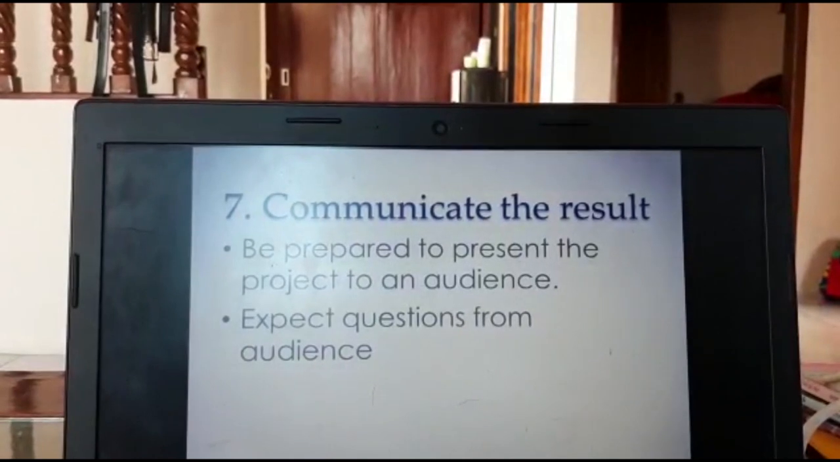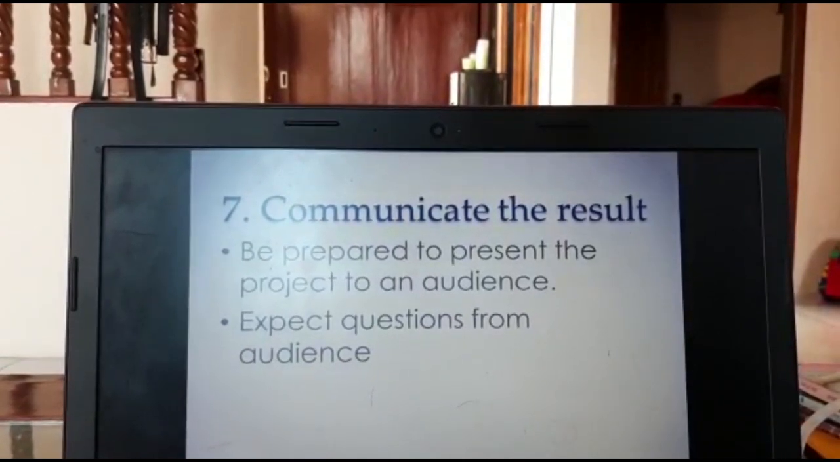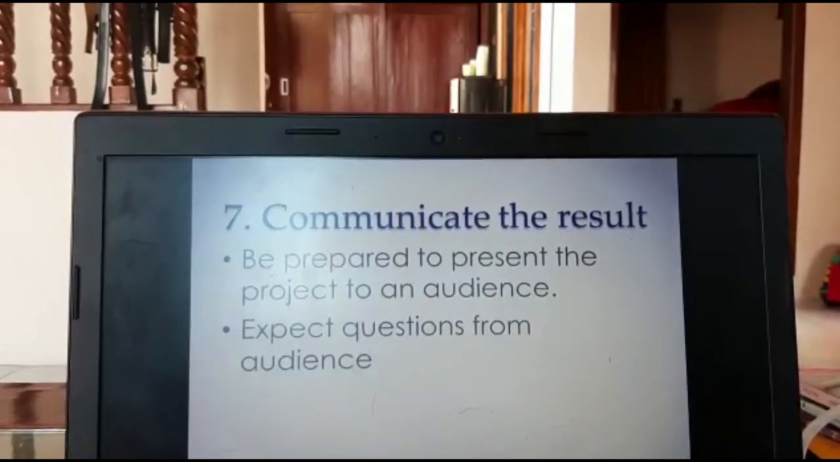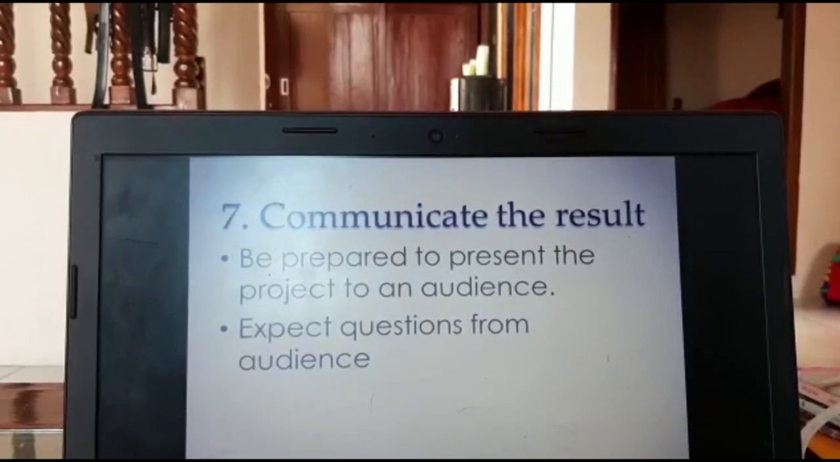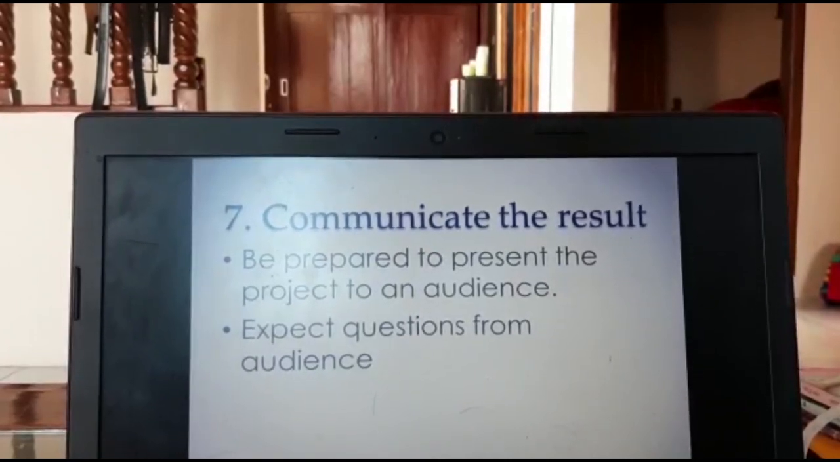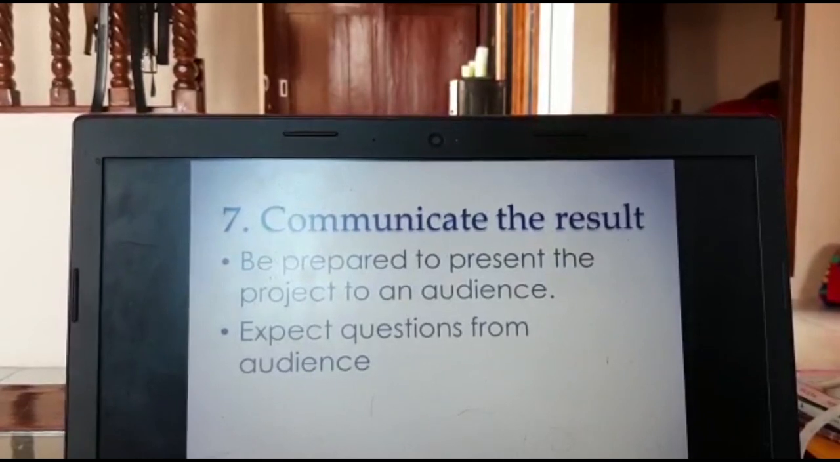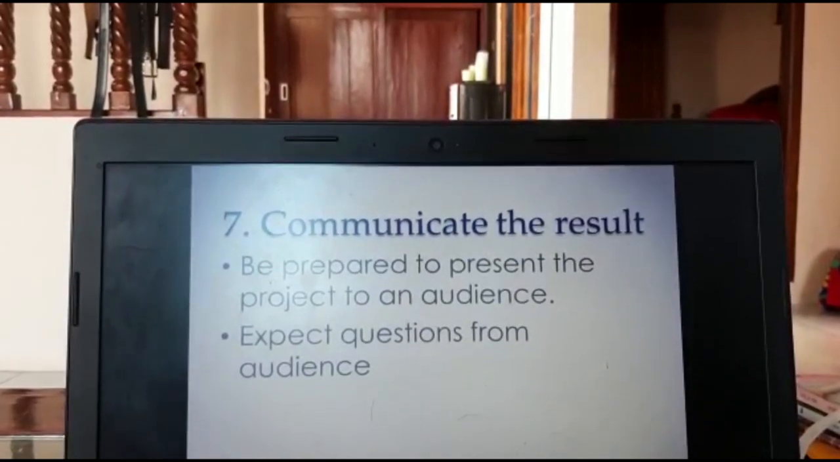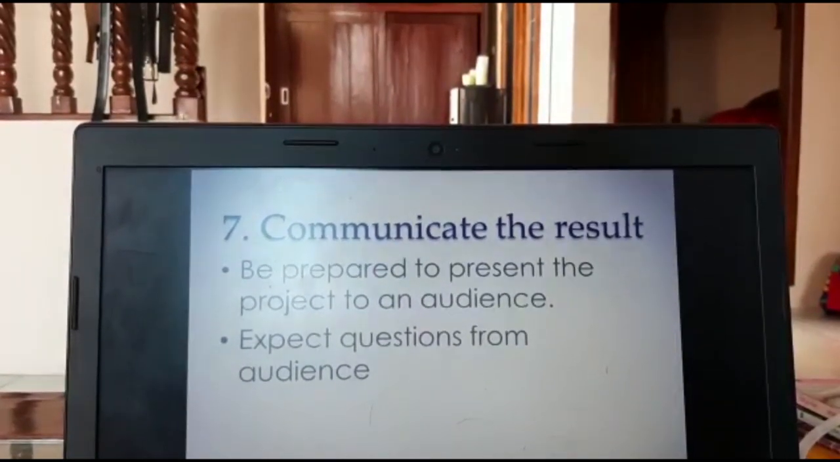And the last one is communicate the results. Be prepared to present the project to an audience. Expect questions from the audience. That is the seven steps in using the scientific method.